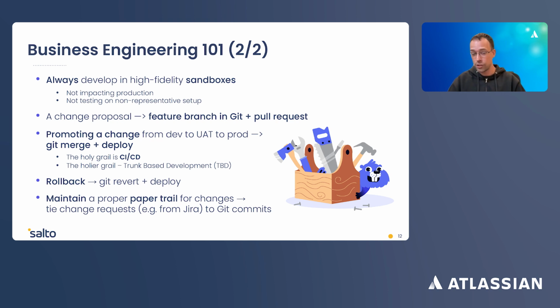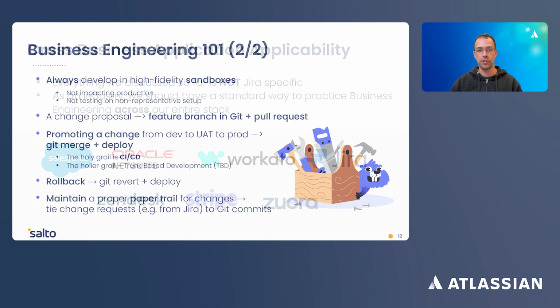Proper paper trail for changes, as simple as tying a change request, such as a Jira ticket, to a git commit. All of these best practices, which have been used for many years of software development, all of a sudden come to rescue us with our day-to-day challenges with managing Jira's configuration.